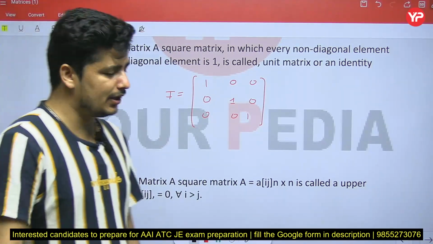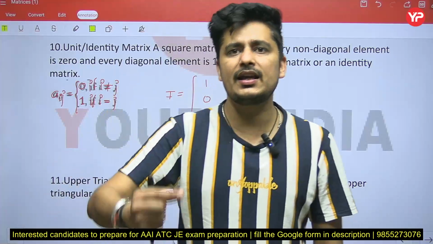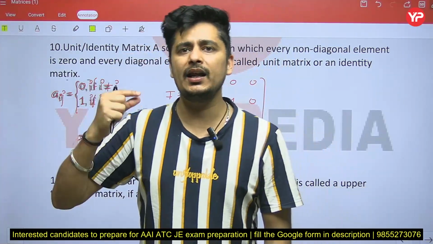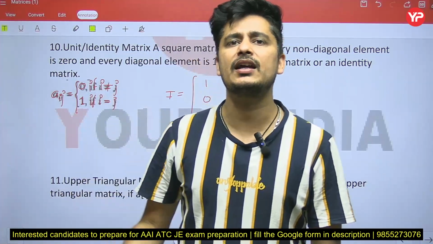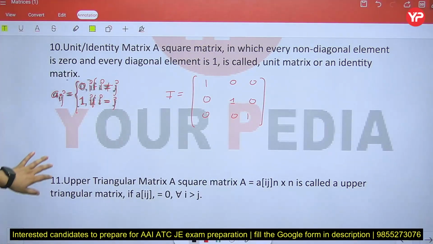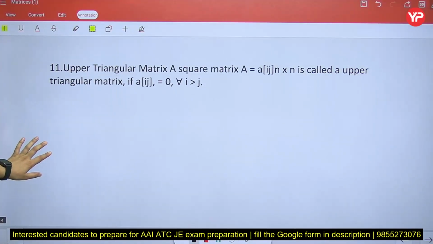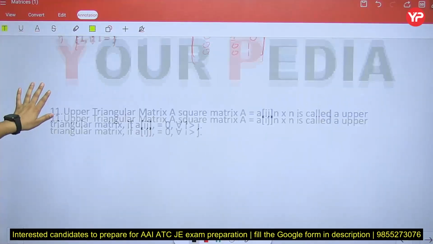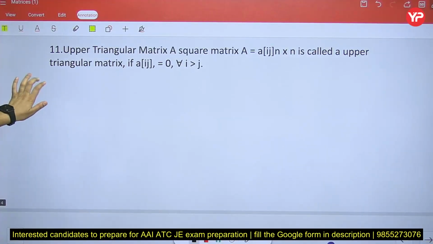If I come to the scalar matrix, every scalar matrix is a diagonal matrix, but every diagonal matrix cannot be a scalar matrix, right? Okay. Next thing is the upper triangular matrix, right?